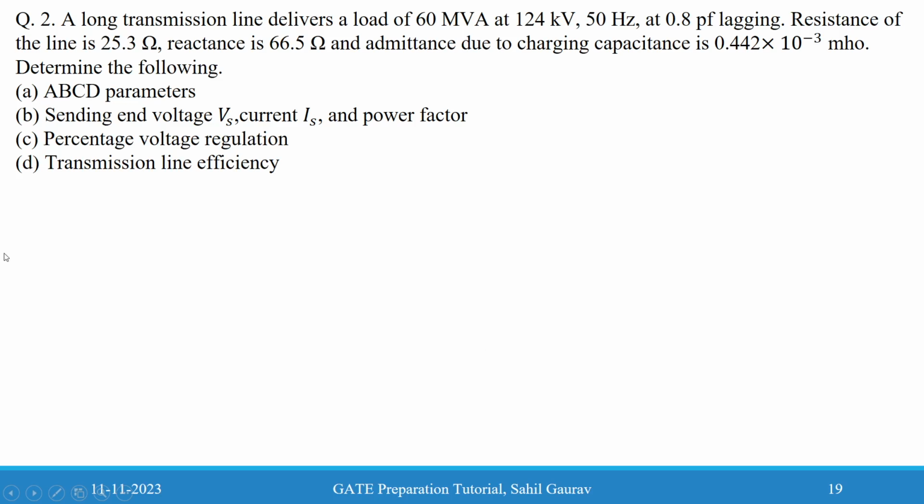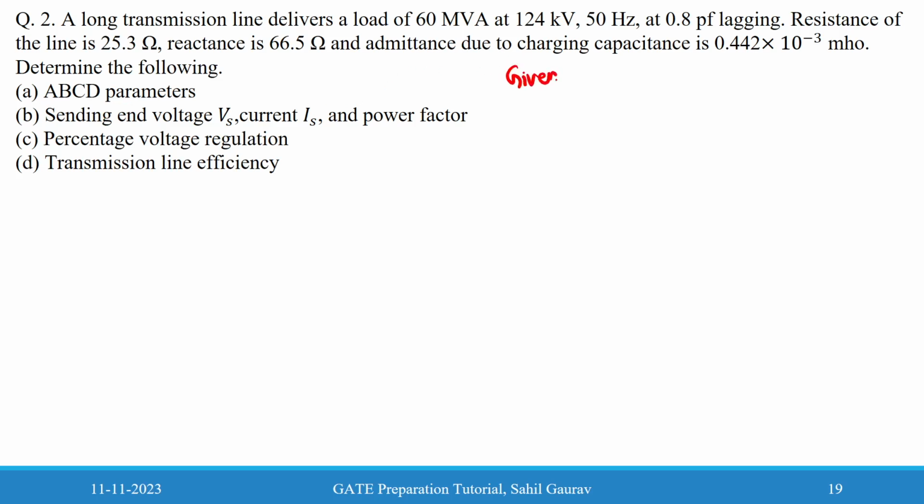Now we are going to solve one problem on the long transmission line. Here a long transmission line delivers a load of 60 MVA at 124 kV, 50 Hz at 0.8 power factor lagging. Resistance of the line is 25.3 ohm. Reactance is 66.5 ohm. Admittance due to charging capacitance is 0.442 into 10 to the power minus 3 mho. Determine the following ABCD parameters. So many things are given.